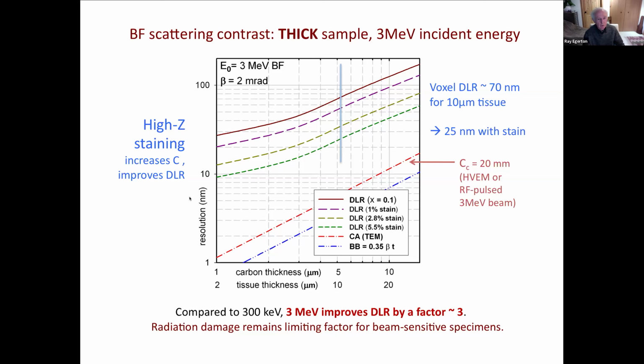The other thing that we can do is change the accelerating voltage of the microscope. If we go to a high voltage microscope, it turns out that going to 1 or 3 MeV improves the dose-limited resolution by up to a factor of 3.